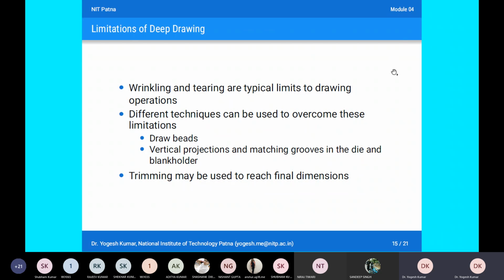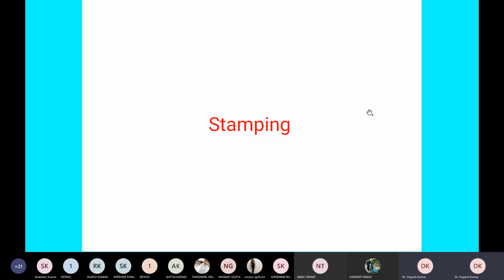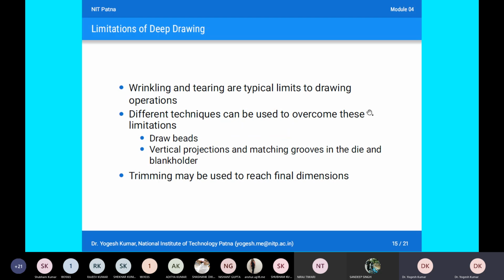This was all I wanted to discuss about your deep drawing process. Now we will come to the next topic, that is stamping or press working.